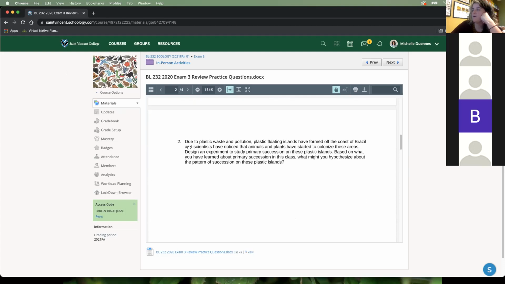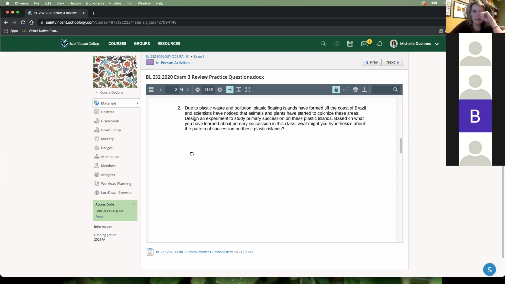Okay, next example. Another thing that's listed on the study guide is designing an experiment to study succession. Oh man, I just thought of something really good, I might add a new question about succession to the exam.